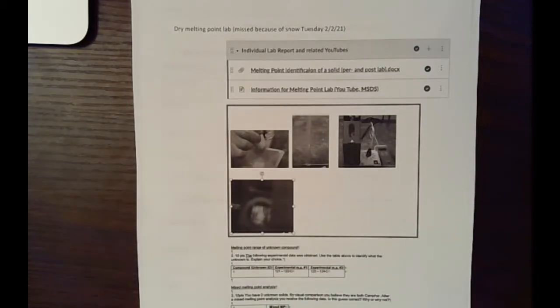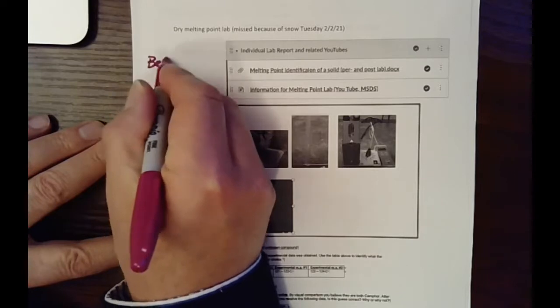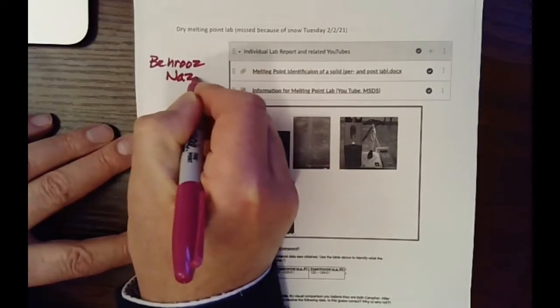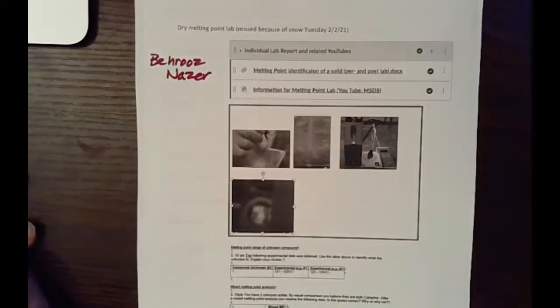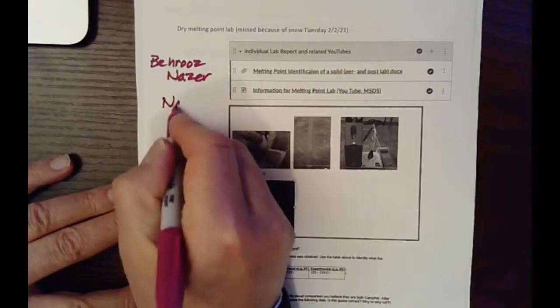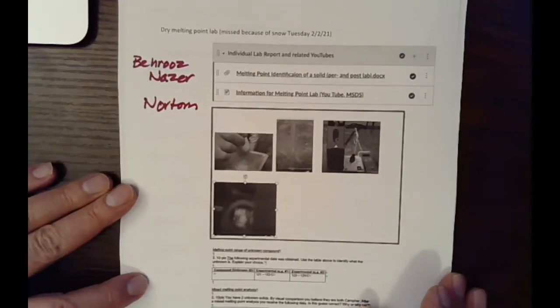So let's say you were in the lab on Tuesday, yesterday, and you did all the good things that you're supposed to do. Again, my name is Behruz Nazir. Behruz. It's my first name. I am one of your instructors. Professor Norton is the other instructor. So we are here to help you.